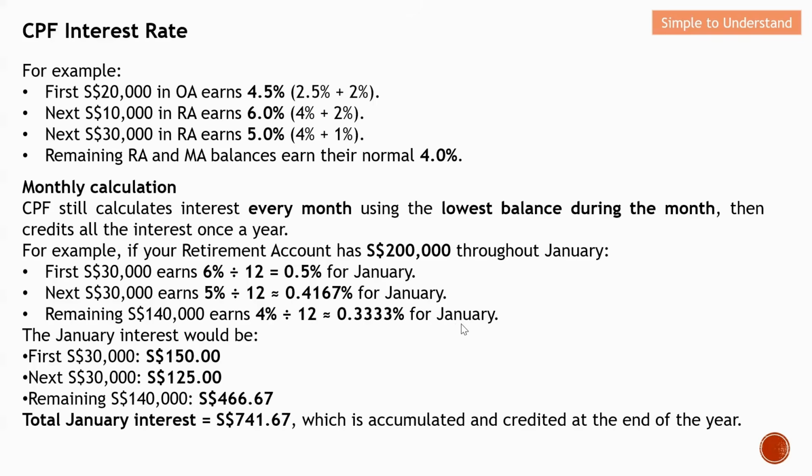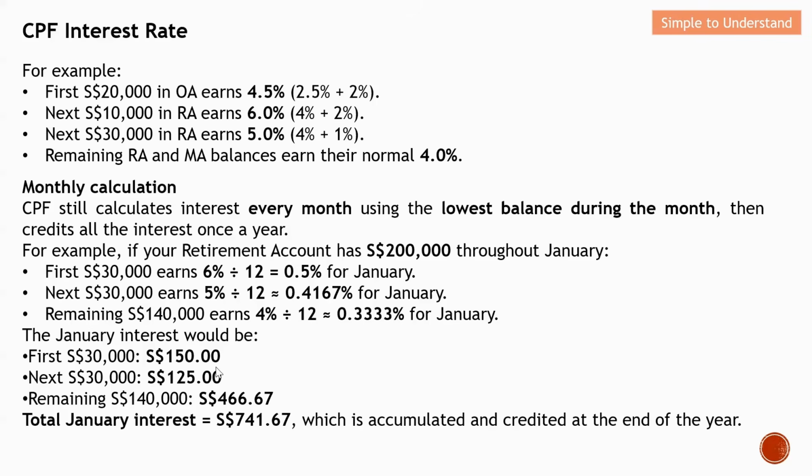So basically for the interest for January, the first 30K, they will earn 150. How to get this number: 0.5% multiplied by 30K, which is 150. While the next 30K, basically they will earn an interest of 0.4167%. And if you take this 0.4167% multiplied by 30K, you will get roughly 125. So this will be the interest for the first 30K, 150. The next 30K will be 125. This will be the additional so-called interest of 2%. This will be the additional interest of 1%. And the remaining will have the base interest of 4%, which is 466.67.